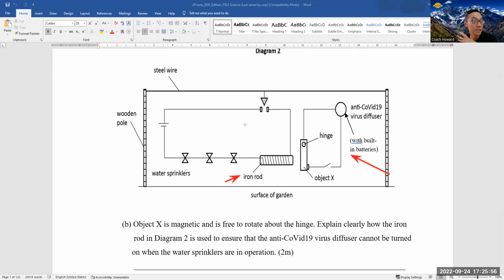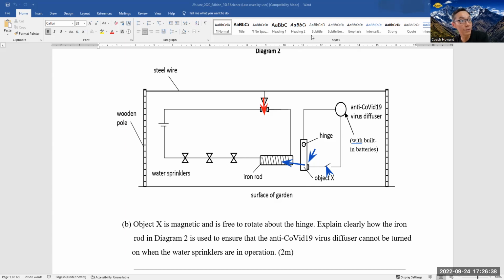I make it more interesting, because you see when the water sprinkler is in operation, this thing will come down, correct? So this thing will come down and then the iron rod becomes an electromagnet. When that becomes an electromagnet, what will happen? This object X will swing towards here because it's magnetic, it will be attracted. So in that case, this side will have a small gap here. This gap will form an open circuit. So even if you want to close this switch here, you cannot turn on the anti-virus diffuser.